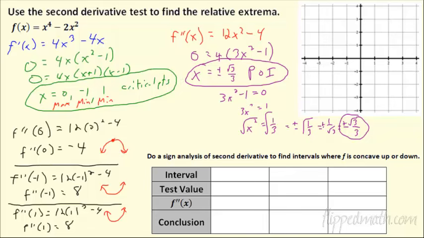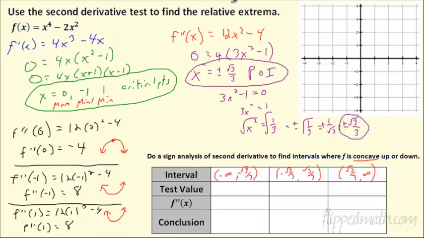Awesome. What if I just was more interested in concavity? So maybe I'm only interested in where this thing is concave up or concave down? Well, now I'm going to make a little chart like we did before. This chart's going to be based around my points of inflection. So that's where it's changing. So basically, we have from negative infinity to negative radical 3 over 3 is one interval. Then I'm going to go from negative radical 3 over 3 to radical 3 over 3. And then I'm going to go from radical 3 over 3 all the way out to infinity.